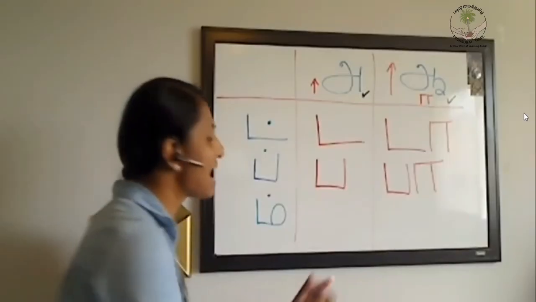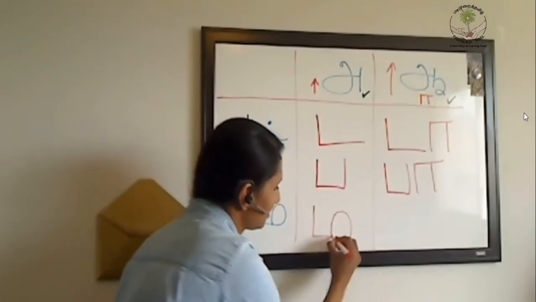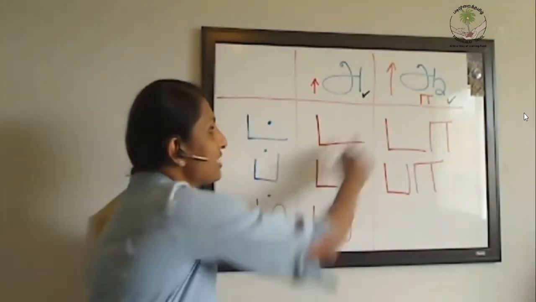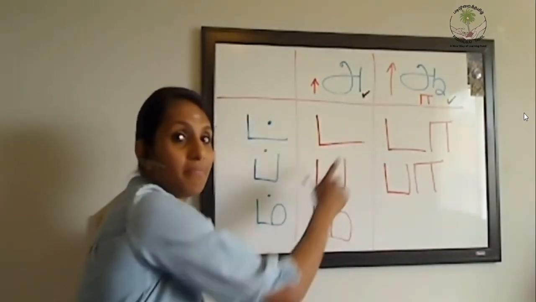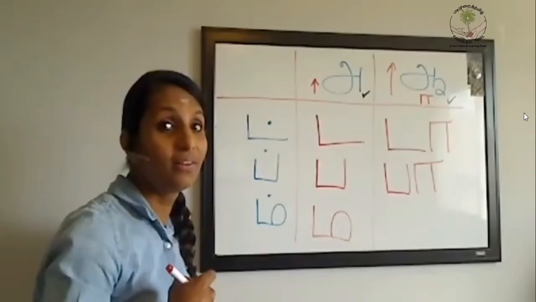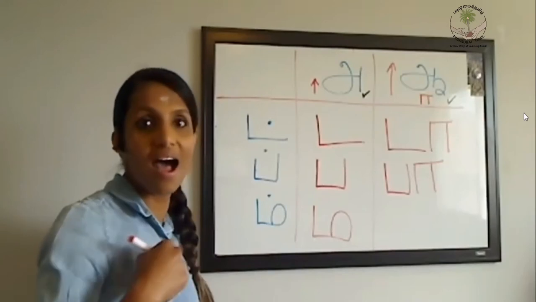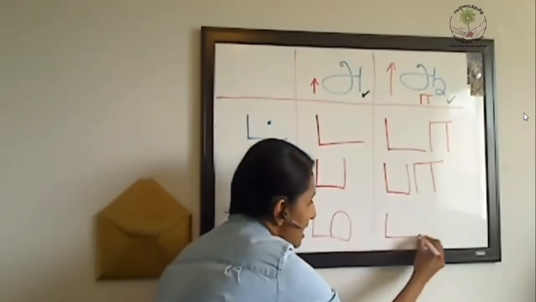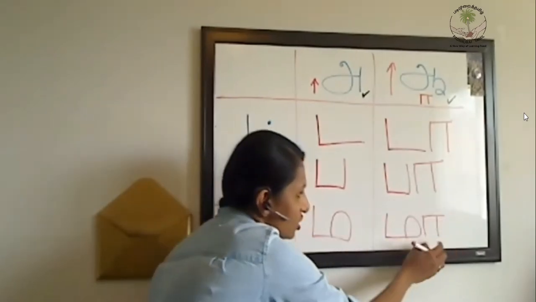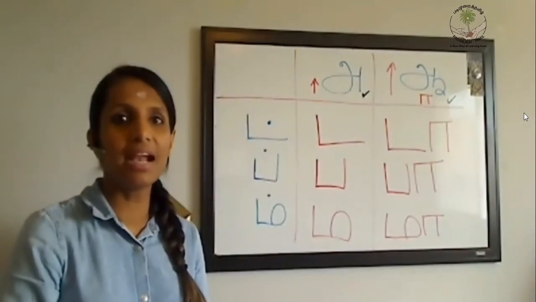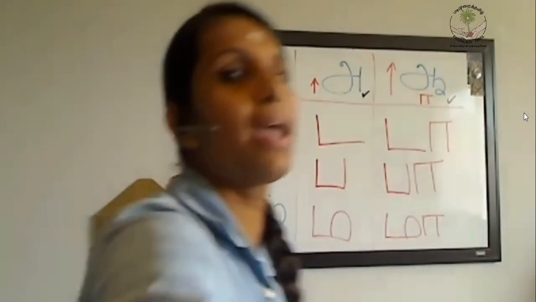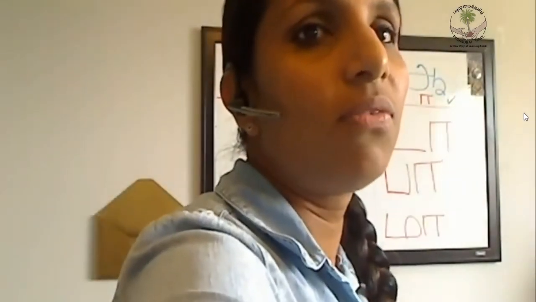Ma. Ma. Good. Now let's try the long one. Ma. Ma. Ma. Right? We're going to add an arav beside it to make it long, to make it nedil. Okay? Let's have one of you read the whole thing.